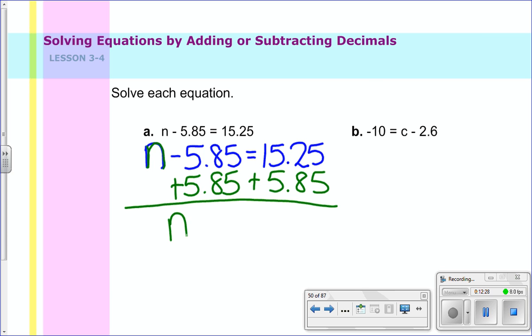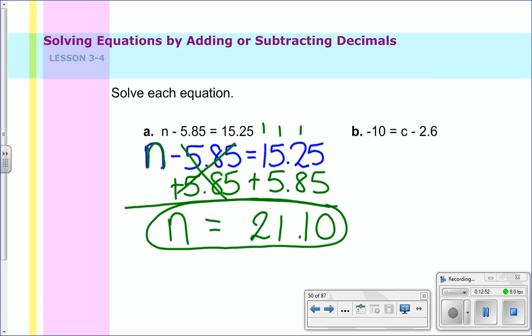And I am left with n, well, that crosses out, is equal to, and I take a look, I have 15 25/100, and I'm adding 5 85/100. Well, this one's nice. The signs are the same. They're both positive. When the signs are the same, add them together. And I get 21 10/100. And again, both are positive, so my answer is positive.